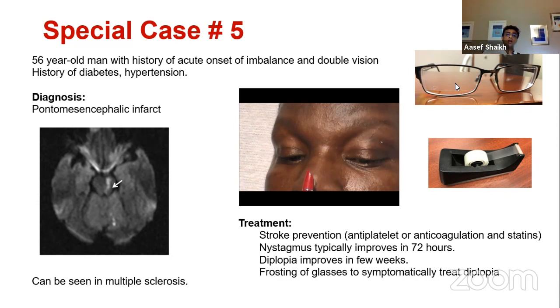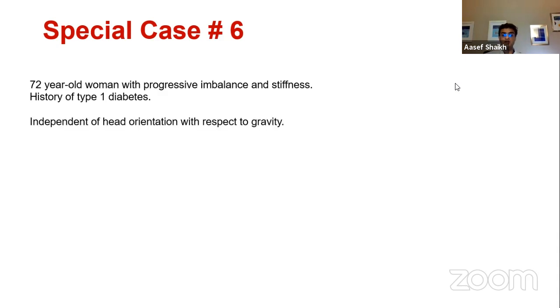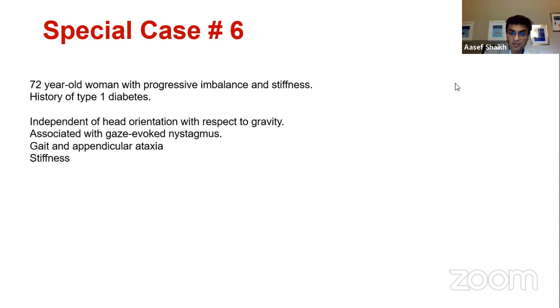This brings to special case number 6: a 72-year-old woman with progressive imbalance and stiffness. She had a history of type 1 diabetes, and her imbalance was independent of head orientation with respect to gravity. So whichever way I move her head, she still had some sort of imbalance, and she had some gaze-evoked nystagmus. She had gait and appendicular ataxia and stiffness.